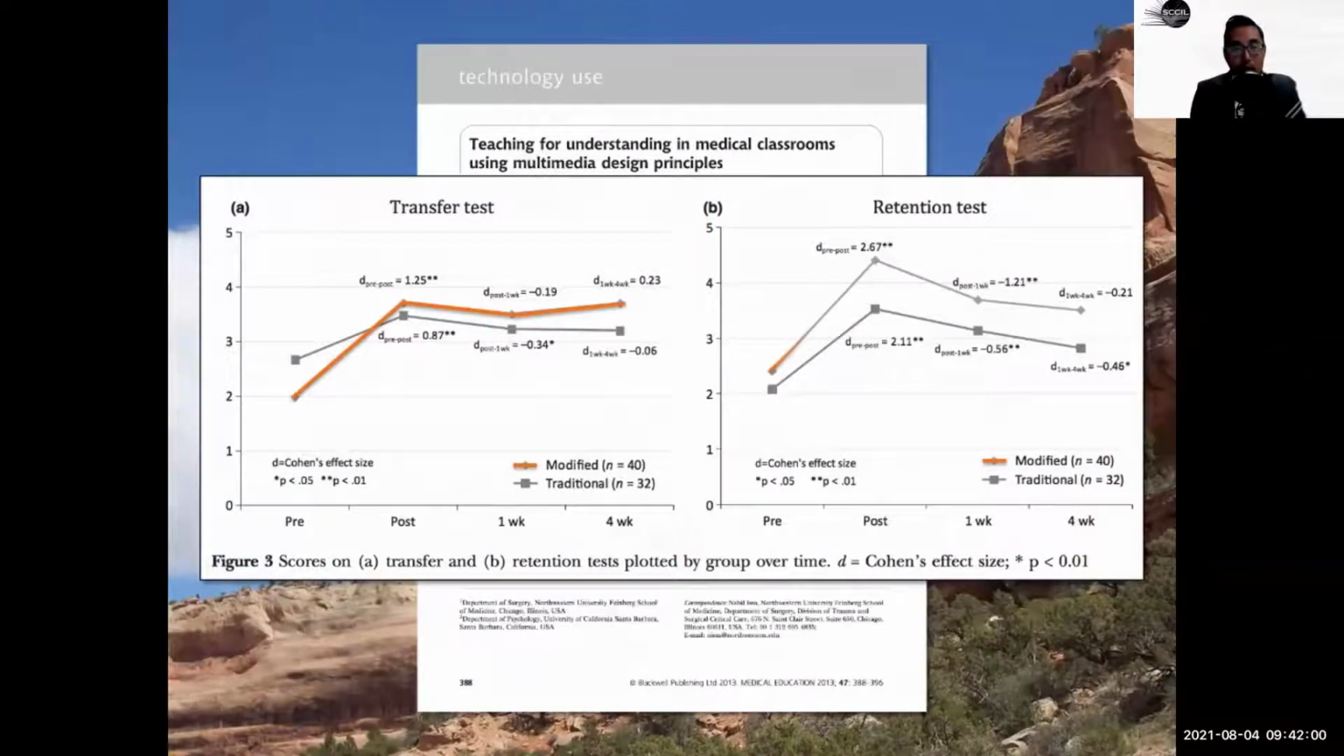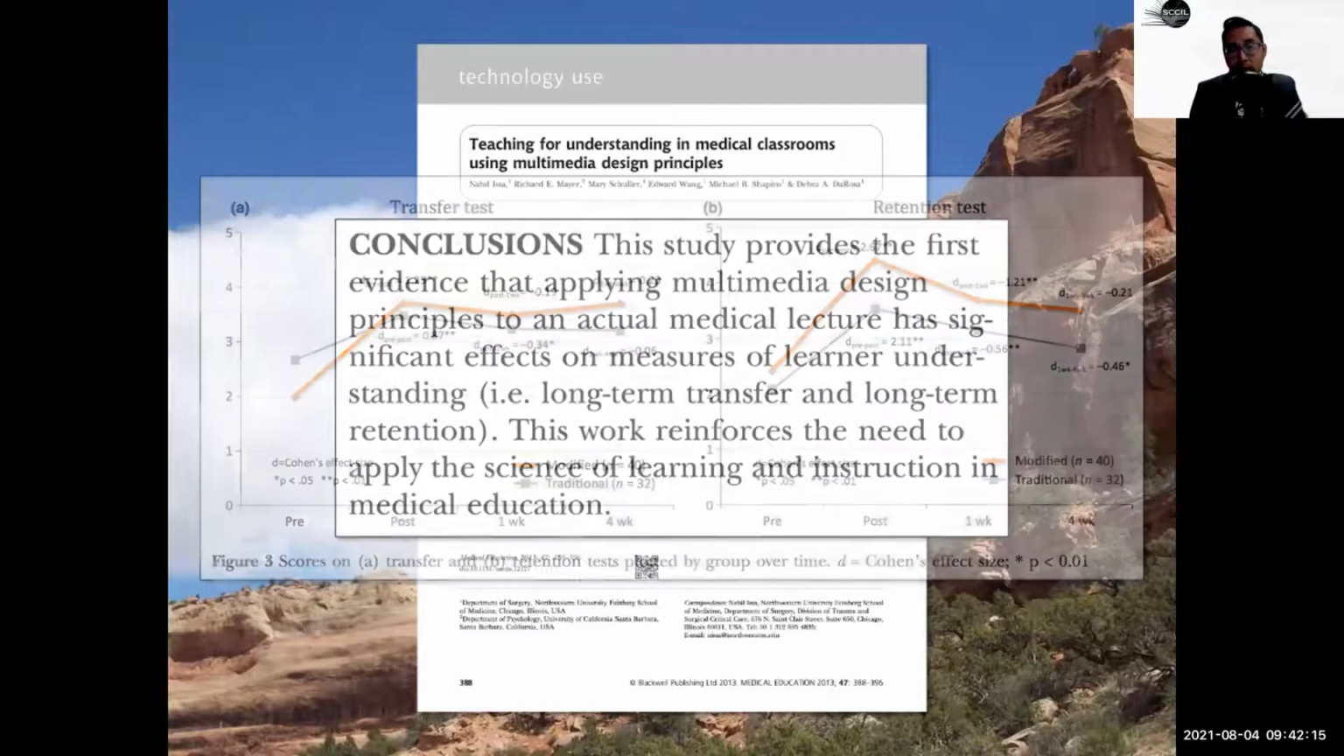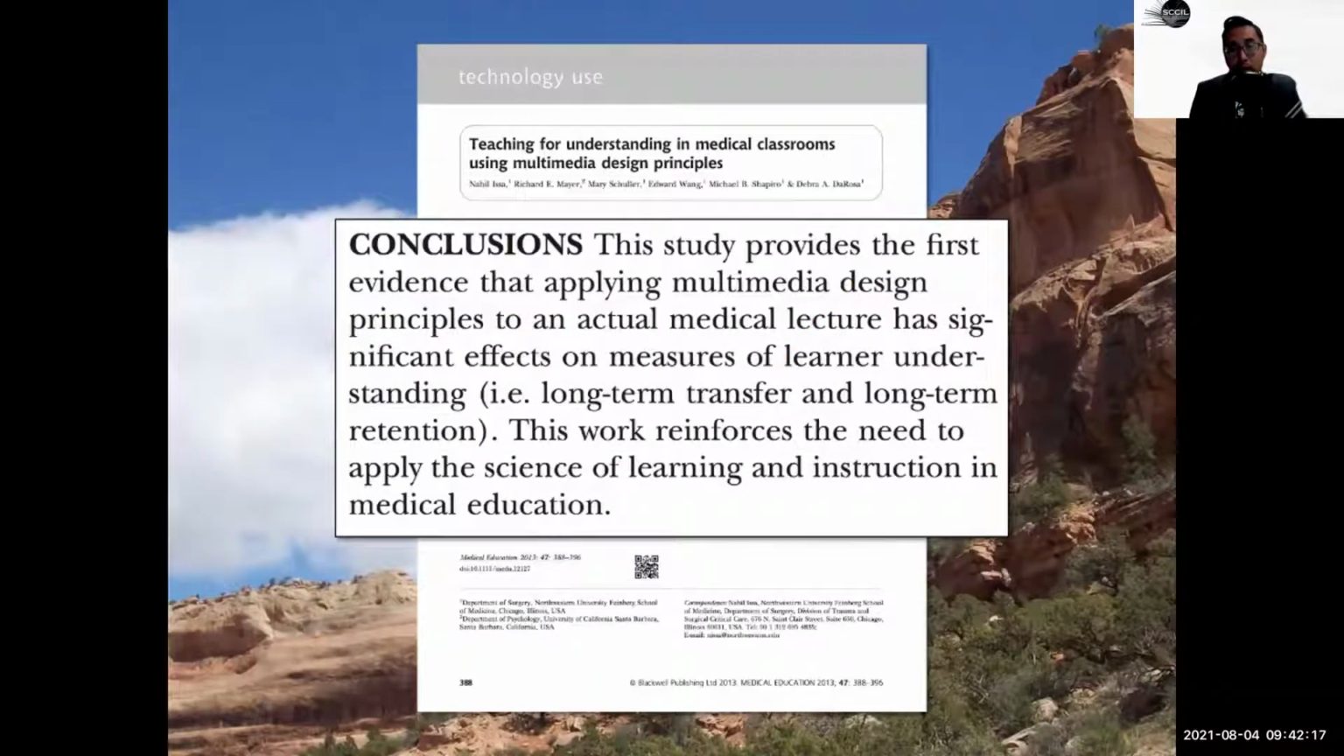And they did some tests, and they saw that with the altered version, which is highlighted in orange here, or if you are visually impaired, it's the line that has little diamonds on it as opposed to squares, you can see that the retention was higher. So this is the first evidence that applying multimedia design principles to an actual medical lecture has significant effects on measures of learner understanding, long-term transfer, and long-term retention. And this work reinforces the need to apply the science of learning and instruction in medical education.